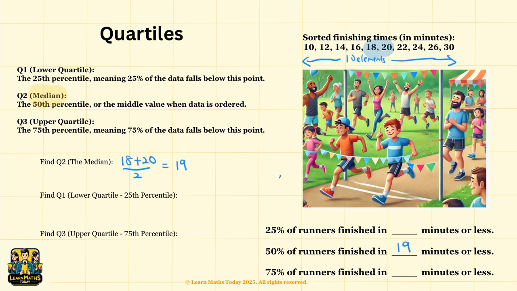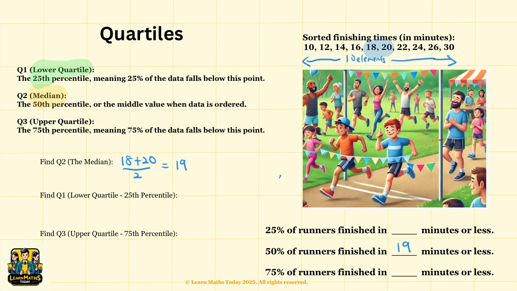Next, we can try to find the lower quartile, also known as the 25th percentile, also known as the first quartile. This means 25% of the data fall below this point. The easiest way to think about this is to take the data set you have, split it into two equal halves, and then take the median of the first half. That will give you the lower quartile.